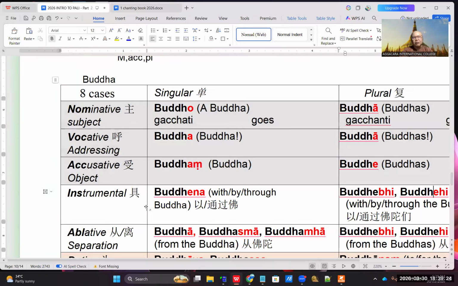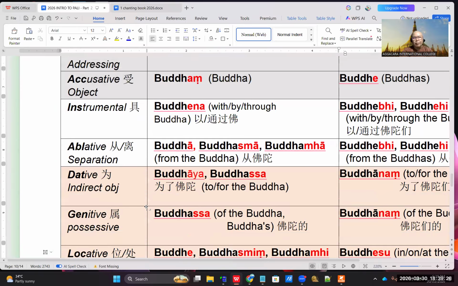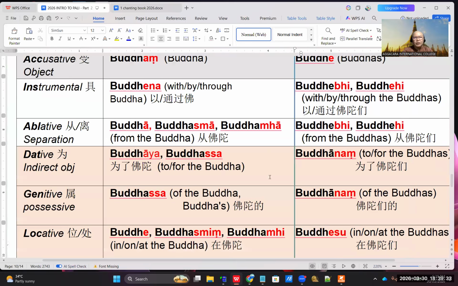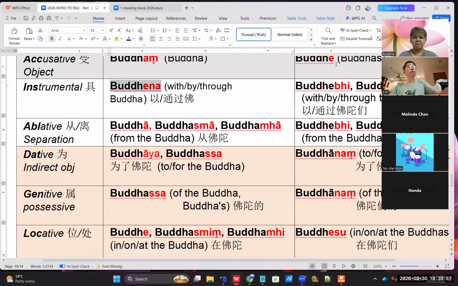Now, after that, remember the function of instrumental and ablative. Buddhena, Buddhebi, Buddhehi. Buddhena, Buddhebi, Buddhehi. Then instrumental. Okay, instrumental is Buddhena. You see this Buddhena many times. For example, we say kayena vacha cittena. You all remember the chanting? Kayena, by the body.